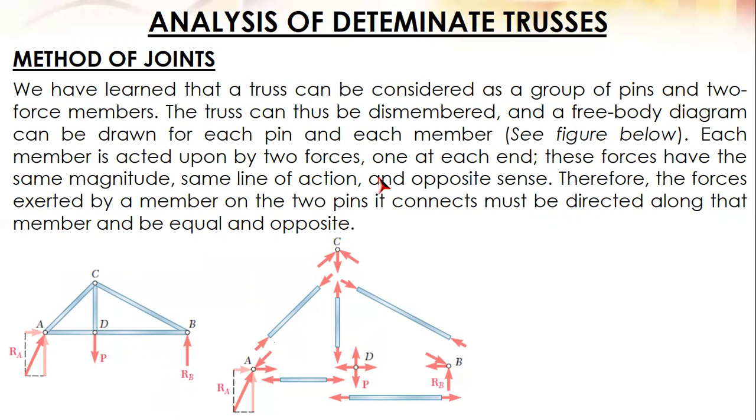Now we have learned that a truss can be considered as a group of pins and two-force members. The truss can thus be dismembered, taken apart. And a free body diagram can be drawn for each pin and each member. There are 4 pins, A, B, C, D, so we have a free body diagram for each pin: pin C, A, D, and B. And you also have the free body diagram of the 5 members: EC, CD, BC, ED, and BD. Each member is acted upon by two forces as well.